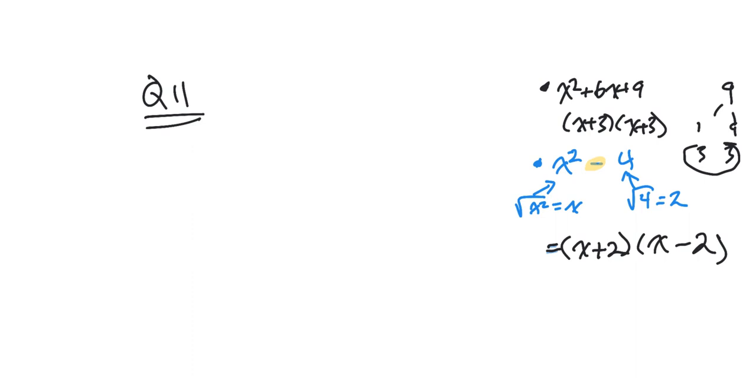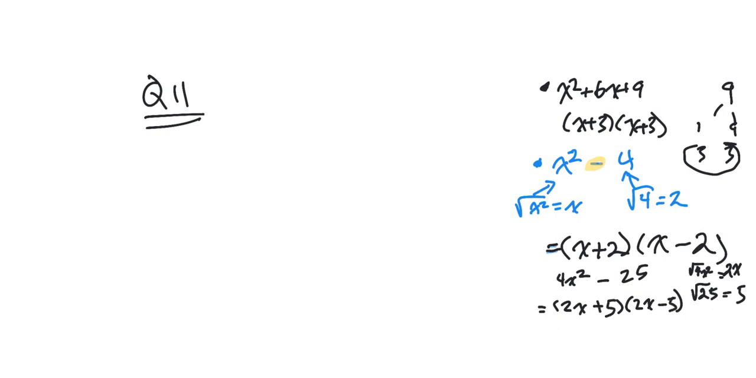Now, let's imagine that I give you something just a little bit more difficult. So imagine if I have 4x squared minus 25. So here's the rule. Take a look at 4x squared. 4x squared, when you square root it, is going to be just 2x. And we square root 25, we end up with 5. Both are perfect squares, so we can rewrite this problem as 2x and 2x, and then plus 5 and minus 5 in our bracket, and we're done.